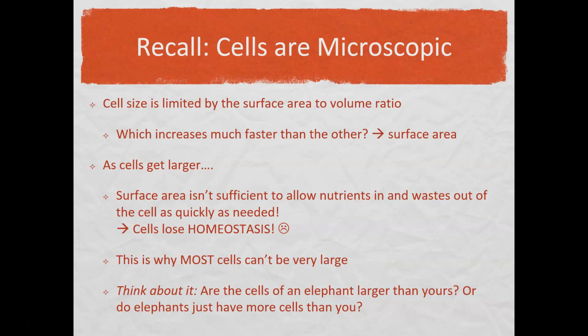This is why when you think about things that are bigger than us or smaller than us, it's really about the number of cells you have, not about the size of the cells themselves. So that elephant doesn't have any bigger cells than you, it just has more because it's bigger than you are.